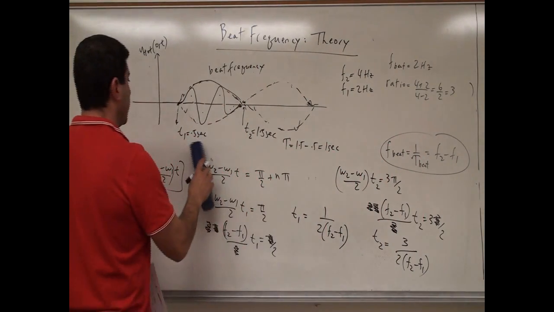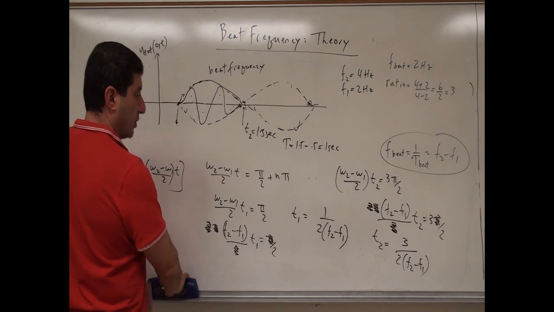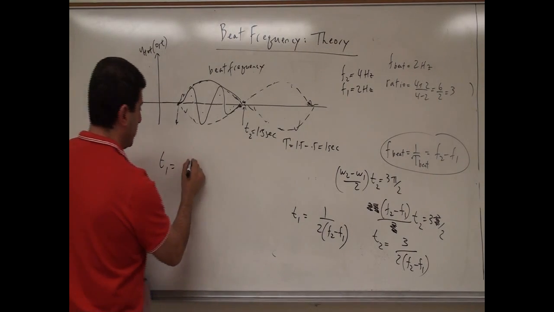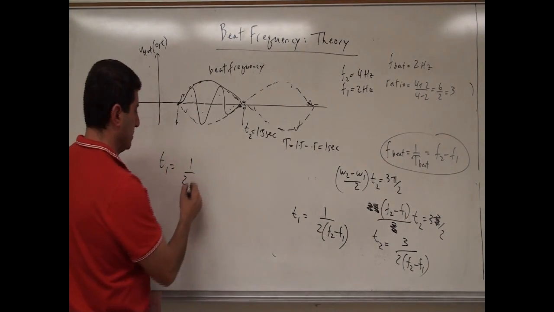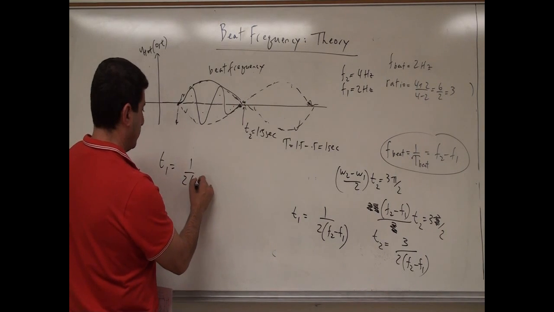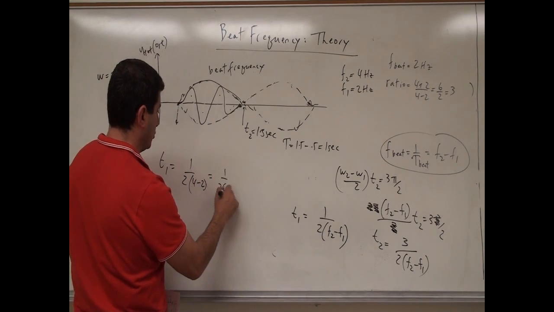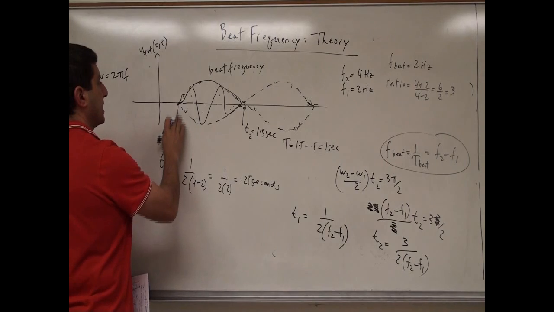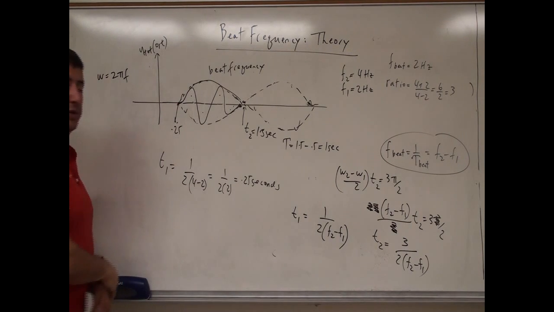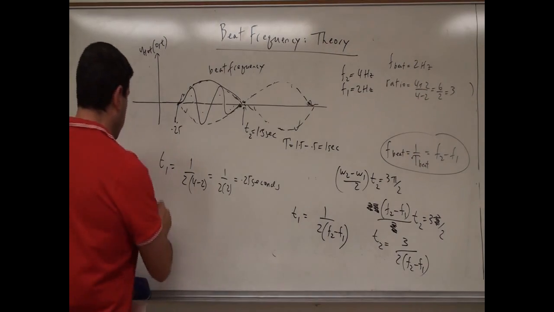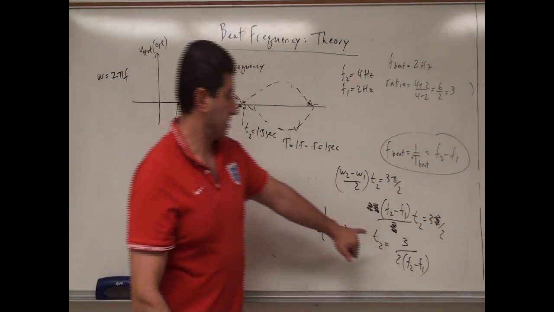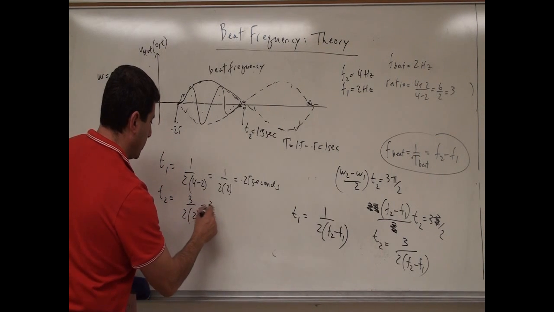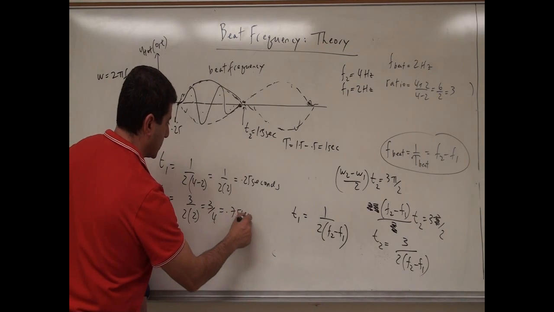So the only difference is that now, what would t1 be in our case? t1 would be 1 over 2 times (f2 minus f1), which is 4 minus 2. So 1 over 2 times 2, 0.25 seconds. So the first time over here would be 0.25 seconds when the beat frequency begins, right? And then t2 is going to be, same equation here, 3 over 2 times 2, 3/4, which is 0.75 seconds.